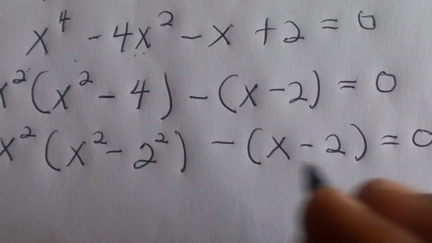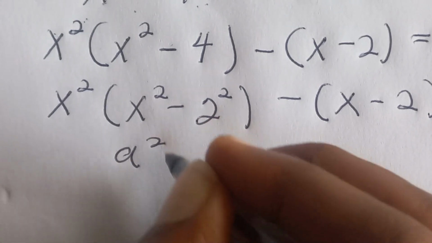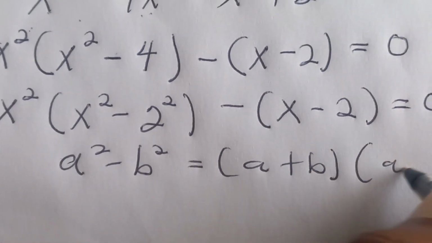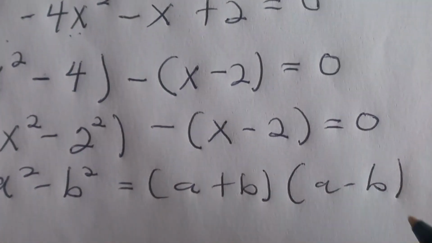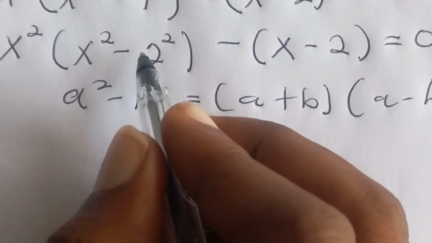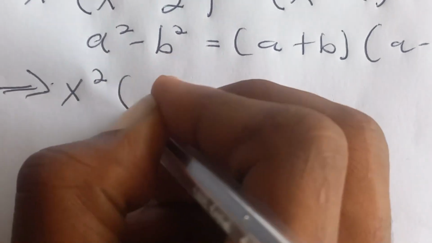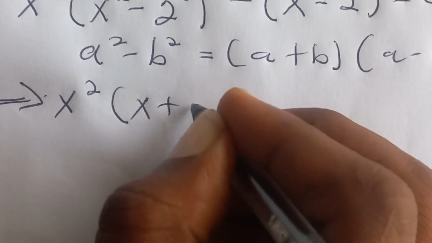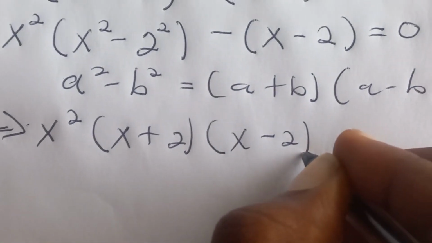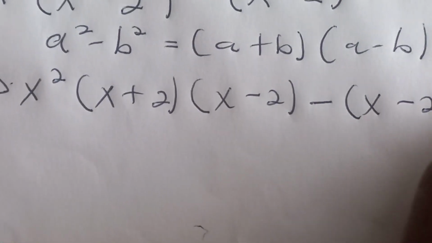Now let's use the identity from algebra: a² − b² = (a + b)(a − b). We are going to use this identity for the one in the bracket. So we are going to get x² into (x + 2)(x − 2), then our third term, which is −(x − 2), and it's equal to 0.